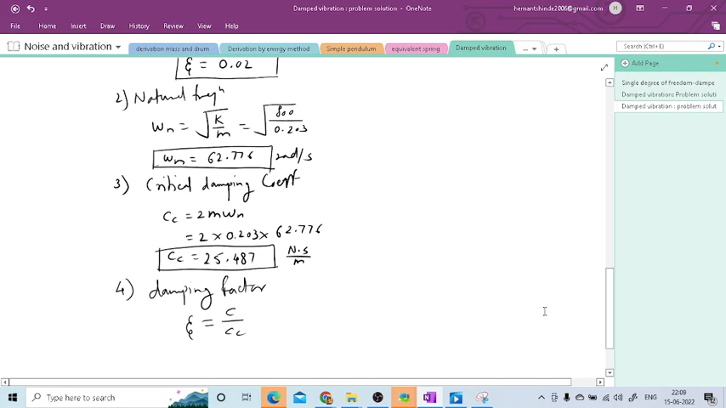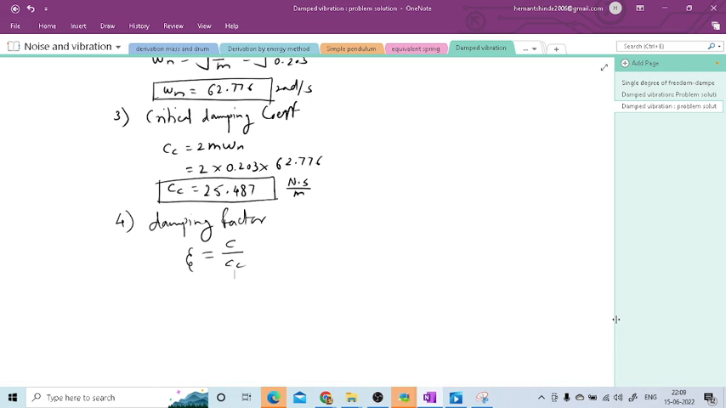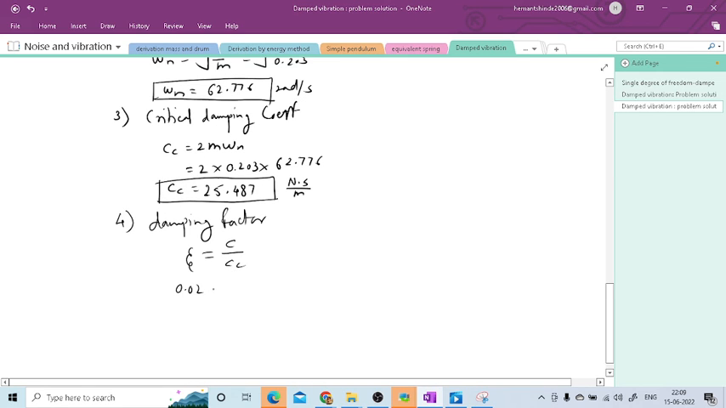Now put the value of zeta, that is 0.02. We have to determine this value C, and we know the value of Cc here, 25.487. Transfer this 25.487 to the other side, we will get the value of C, and the value of C is 0.509, and its unit is Newton second per meter. So this is the value of C, that is the damping coefficient.